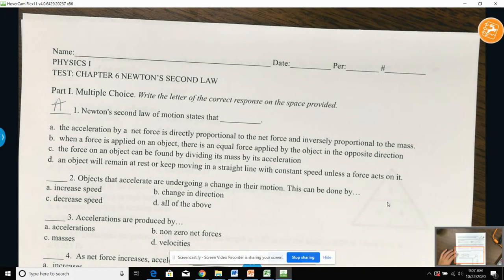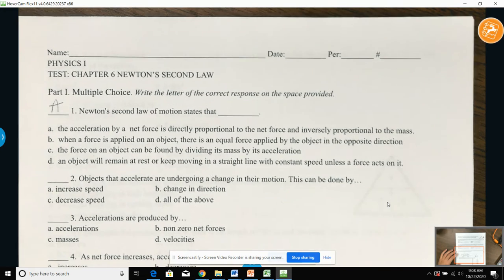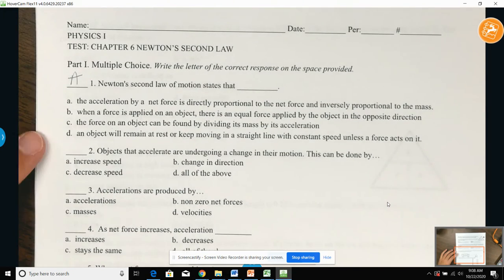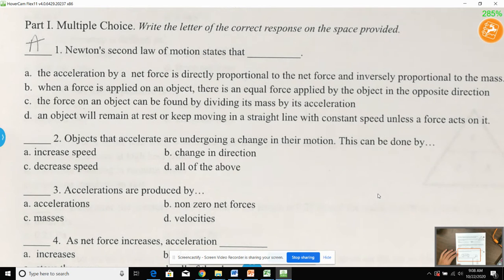Number 2, objects that accelerate are undergoing a change in their motion. How can this be done? How can objects change their motion? If they increase their speed, do they change their motion? Yeah. Okay. What about decreasing their speed, though? Yeah. What if I change my direction? Am I changing my motion? Yeah. So guess what? D.